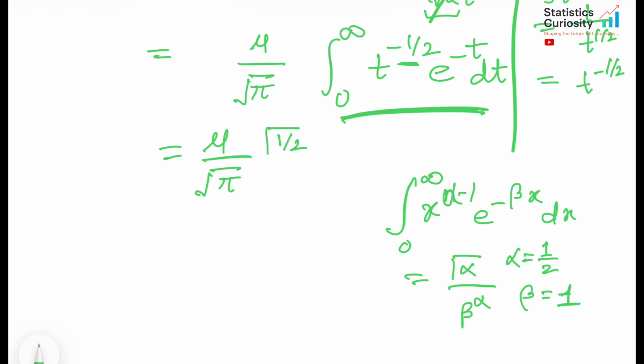Okay. So at alpha you are substituting 1 by 2, gamma 1 by 2. So it will give you gamma 1 by 2. And at beta you are substituting 1. So 1 raised to the power 1 by 2. Gamma 1 by 2 is actually under root pi. So this root pi will cancel this gamma 1 by 2 and you will be left with mu. So in this way you are having expectation of x equals to mu.